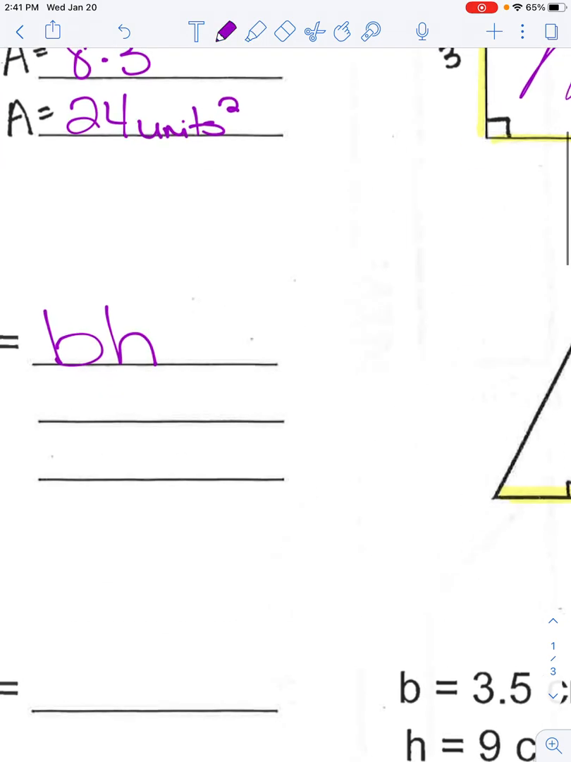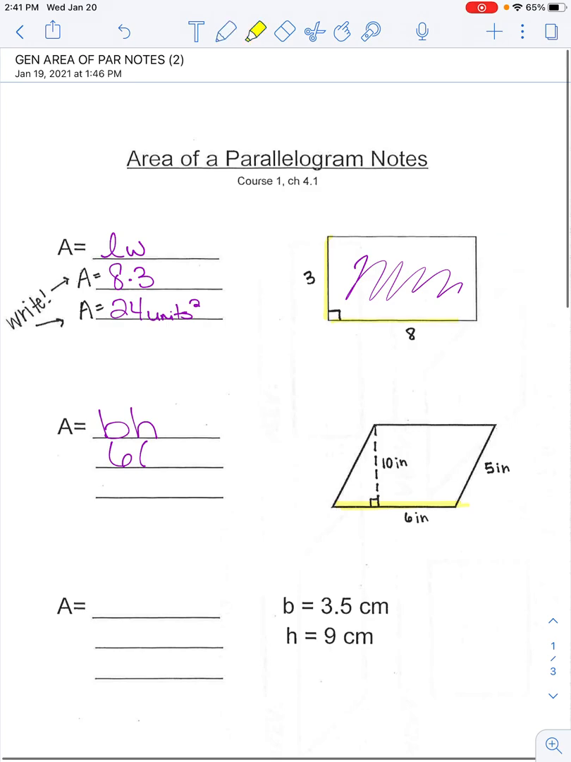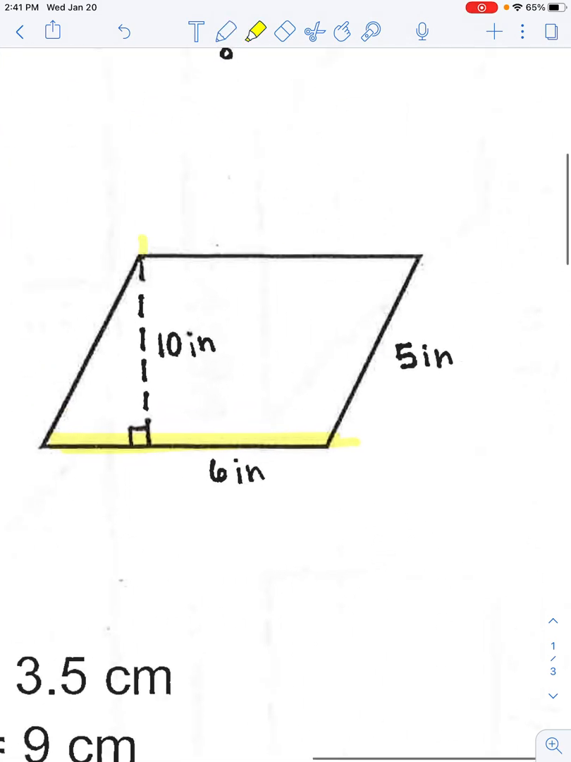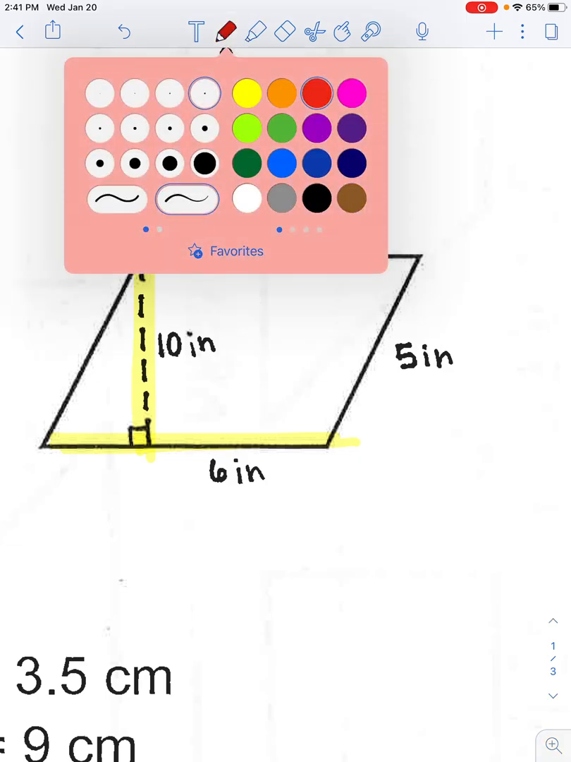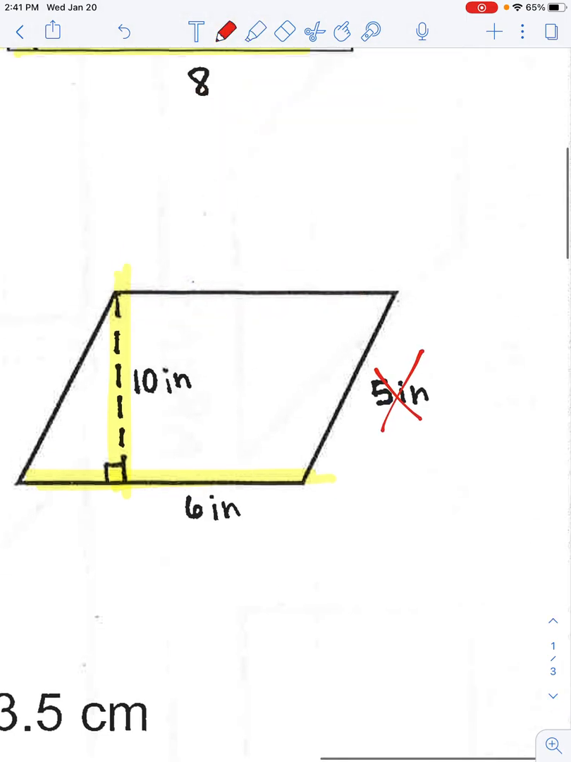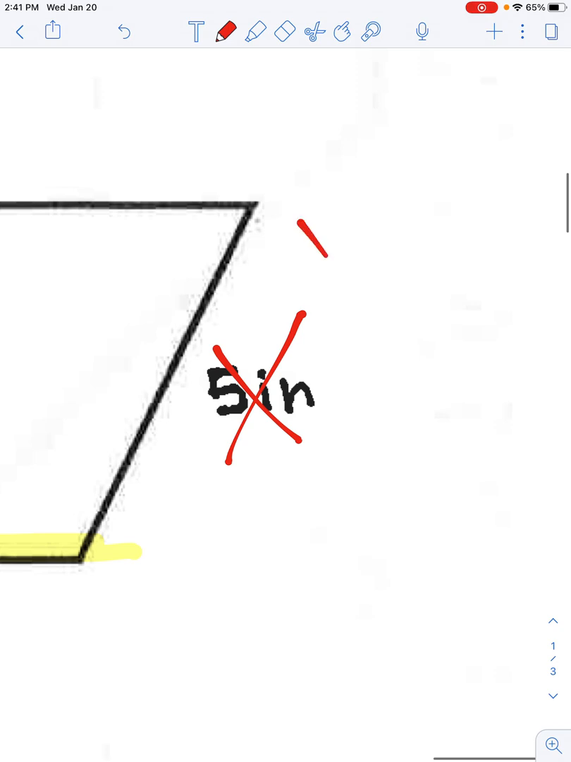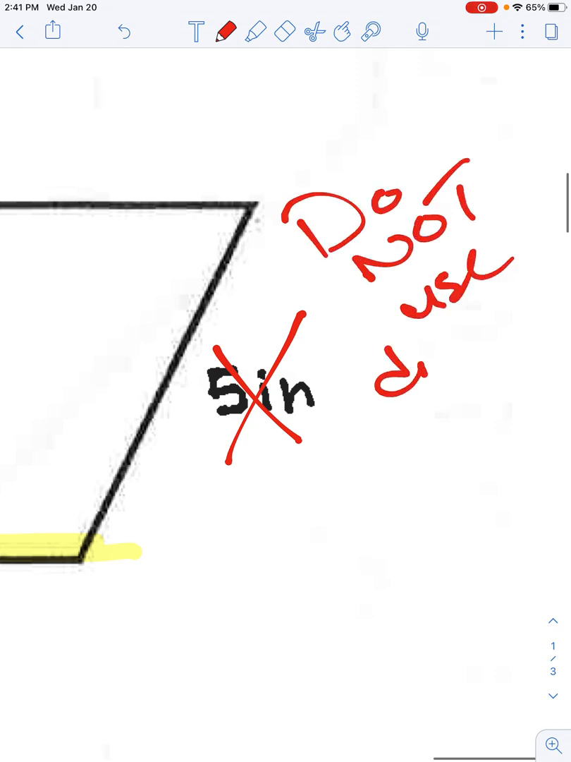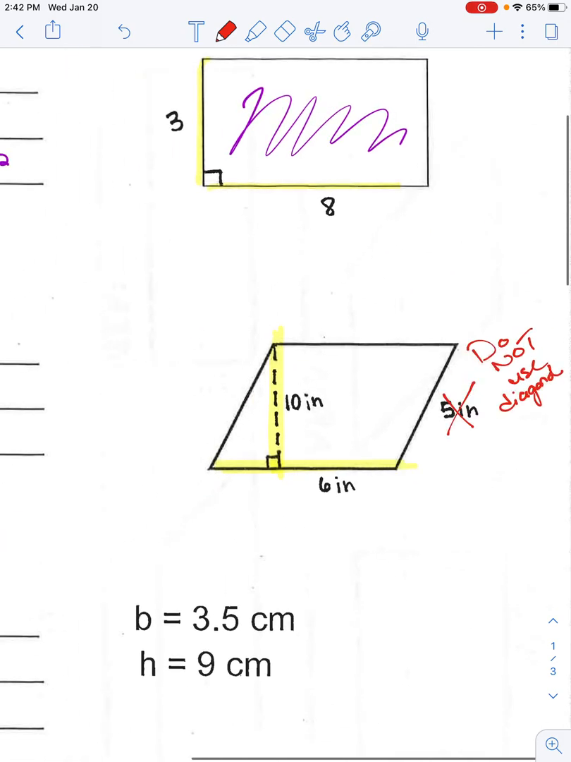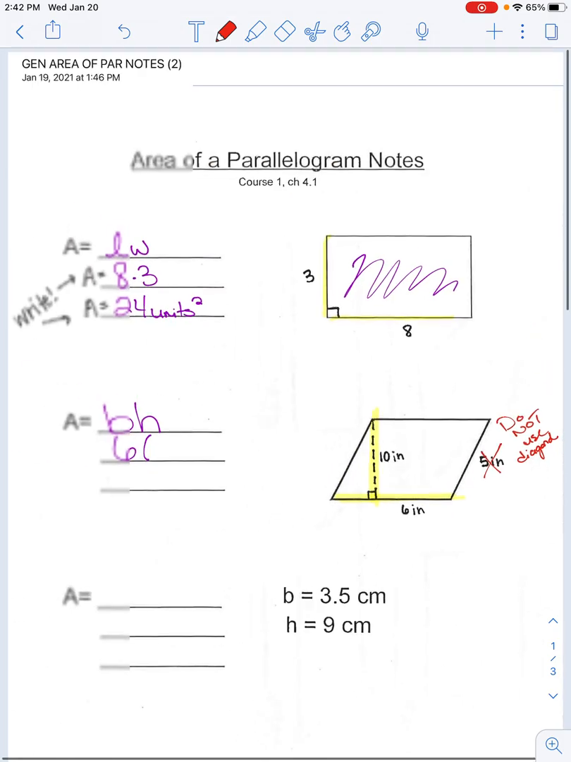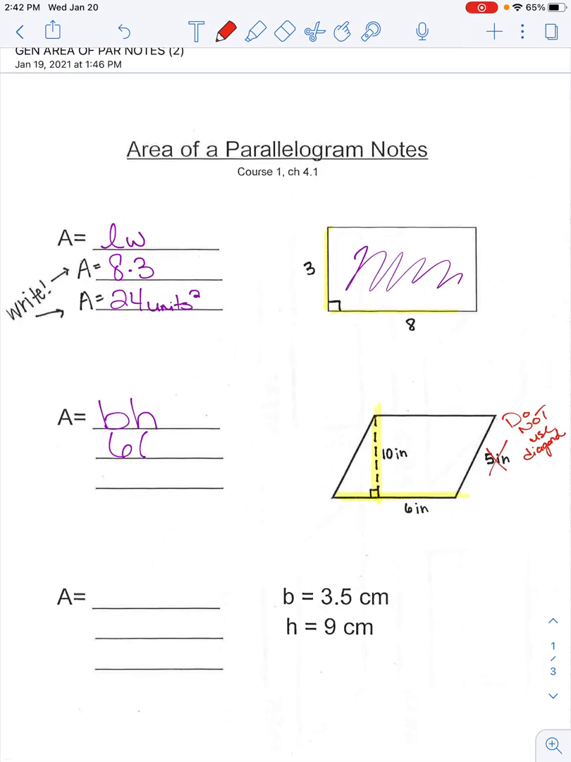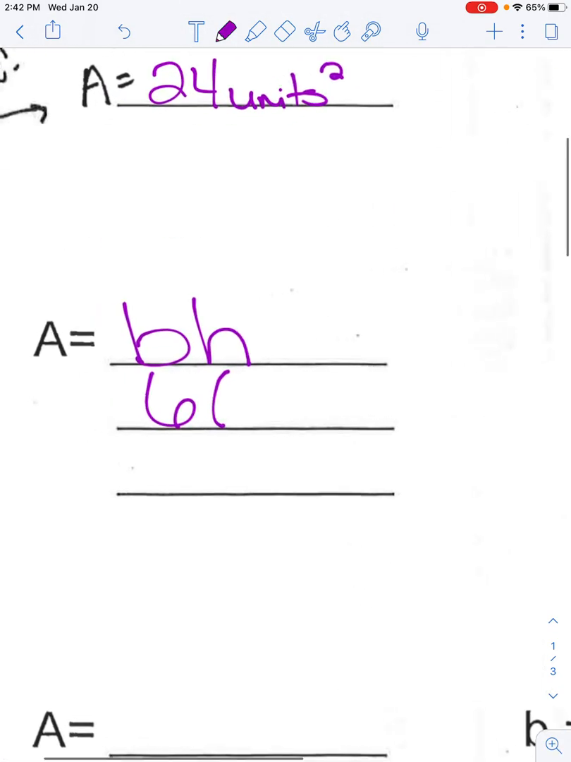The base is 6. The height, here's what's really important. The height is straight up and down vertical. You will never use the diagonal. Let's write that in our notes. Do not use diagonal. Okay, we're not going to use that slant height. So base 6, height is 10 inches.